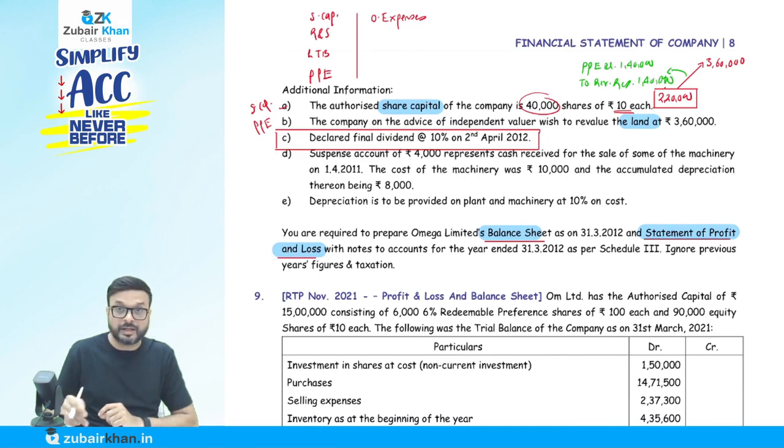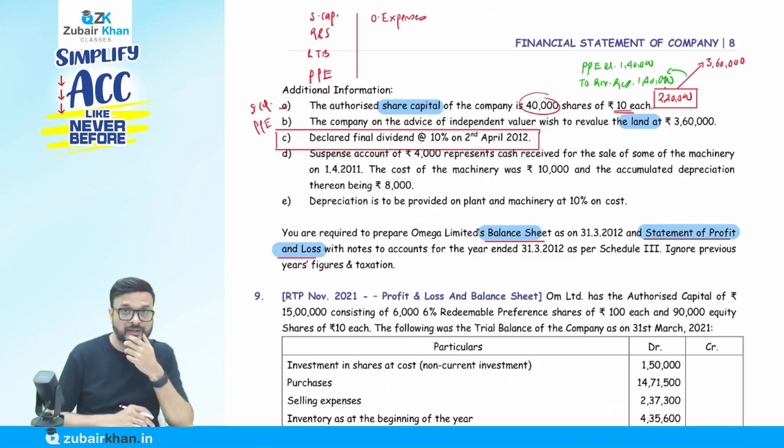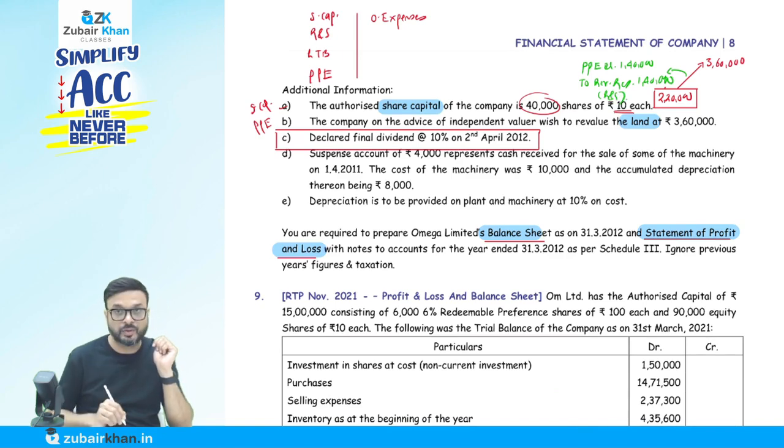It's a gain, a benefit, because we are increasing the value of the asset from 220 to 360, that is by 1,40,000. So the PP account should be debited and revaluation reserve should be credited. If you were paying, then we could say cash or bank account should be credited. We'll increase the value of land by 140, and the second effect of 140 will go to revaluation surplus, that is reserve and surplus. You got the point here?